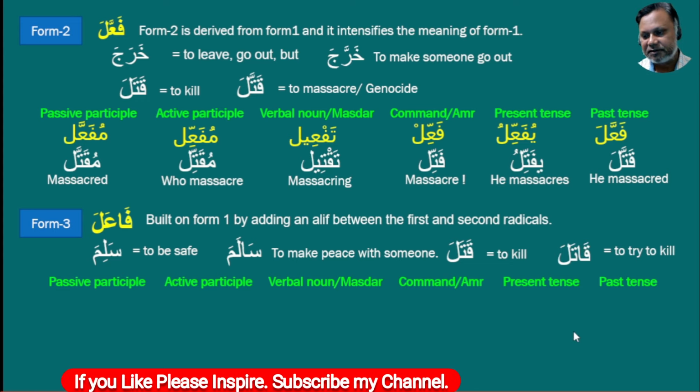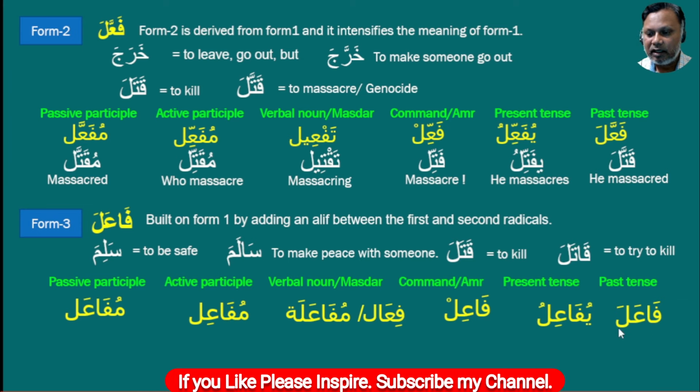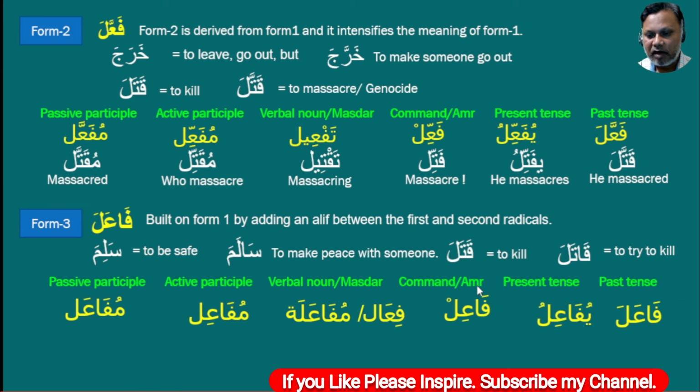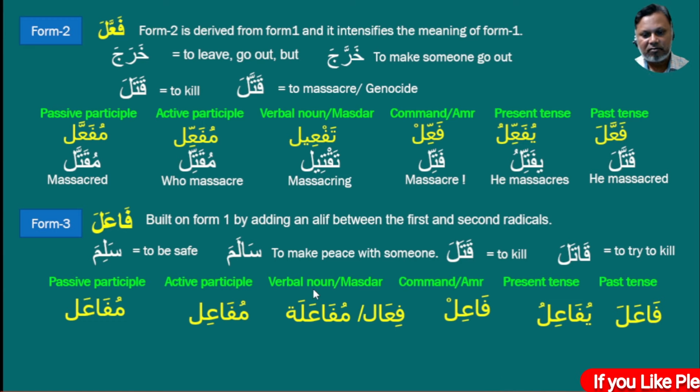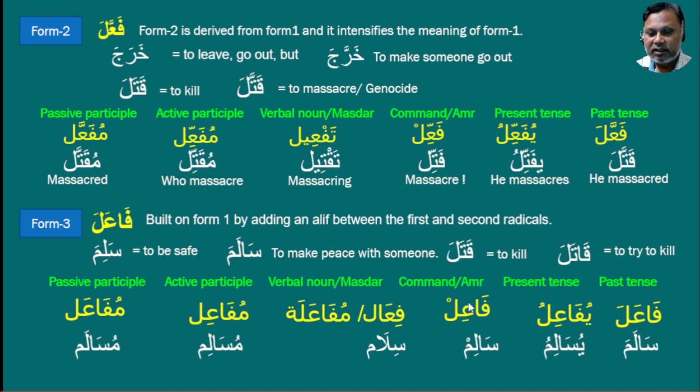Now under this family faa'ala, any one of these verbs, either saalama or kaatala, we can make these 6 things. The formula is faa'ala, yufaa'ilu, faa'il, the verbal noun fi'aal or mufaa'alah. Mufaa'alah or fi'aal, any one of these can be used for the verbal noun or masdar. The active participle will be mufaa'il, and the passive participle will be mufaa'al. You see the similarity. The first has a kasra and the second a fatha: mufaa'il, mufaa'al.